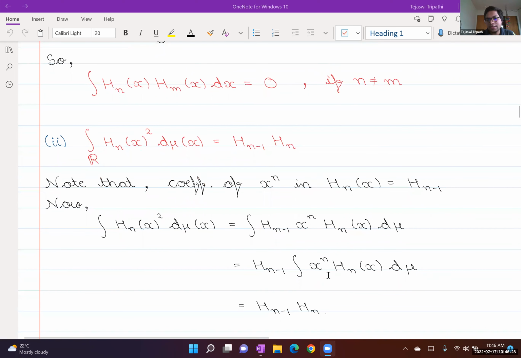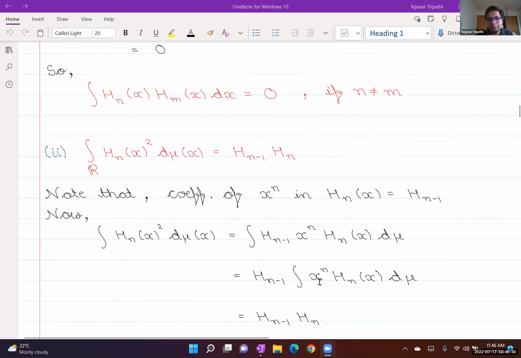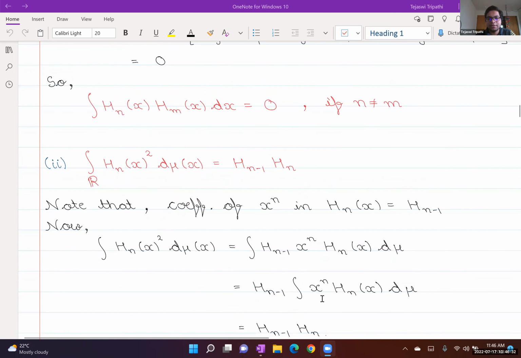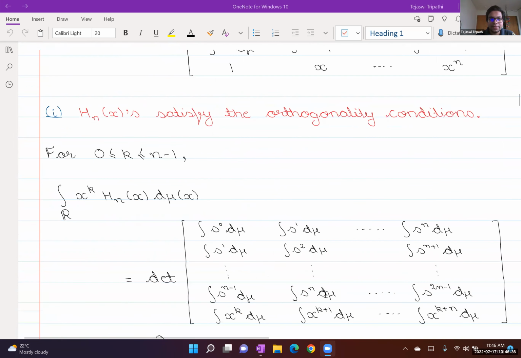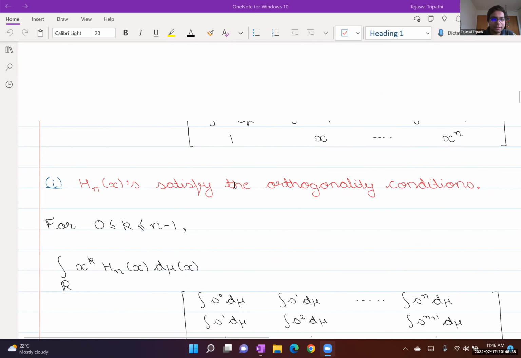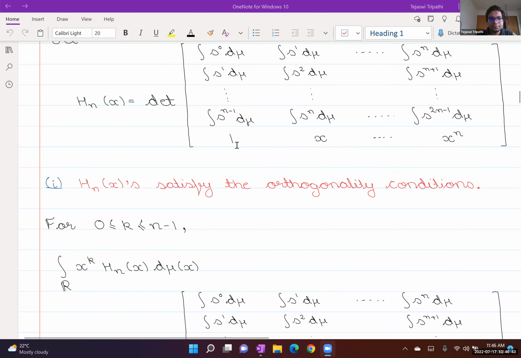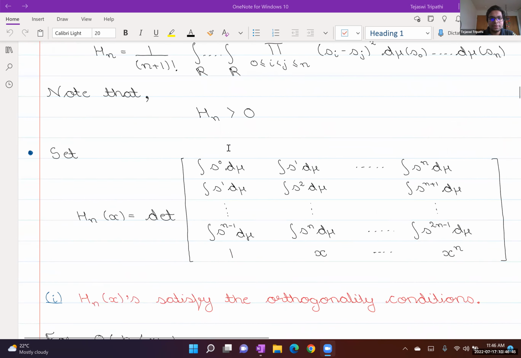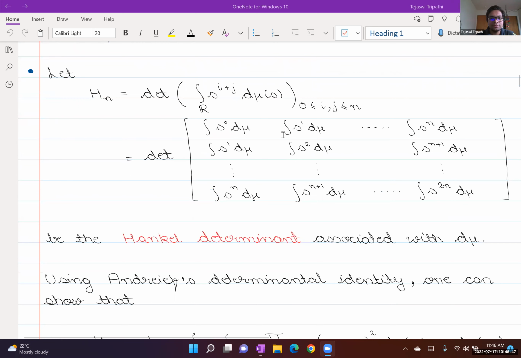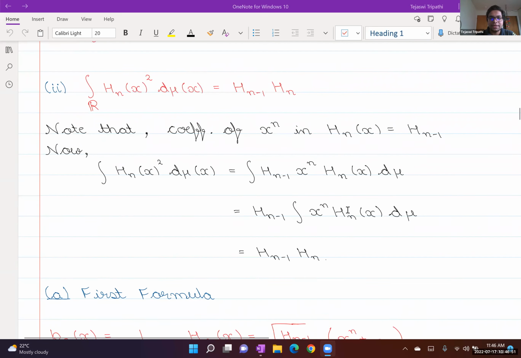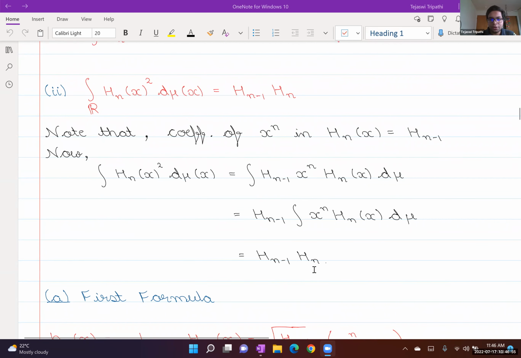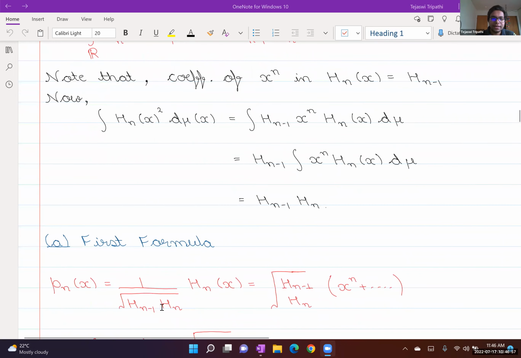And this is similar to the last part. So you're integrating with respect to x to the n. So when you do that, the last row will become exactly this. And so this is nothing but h_(n minus 1) times h_n. So if you know the norm, I just have to divide by that.